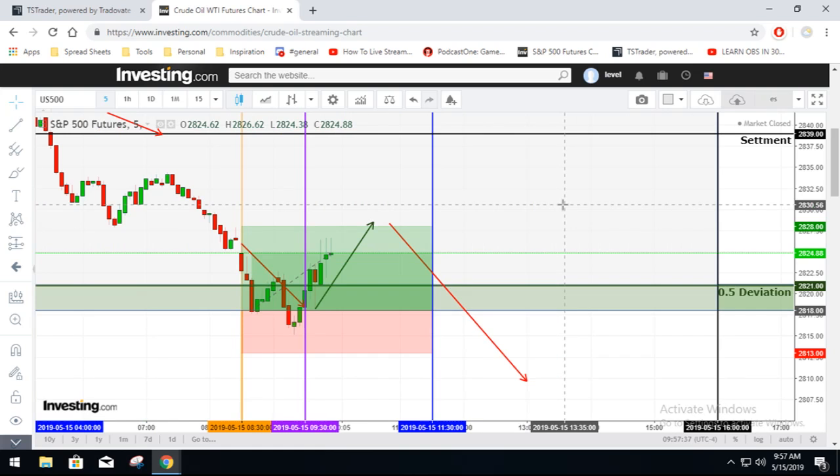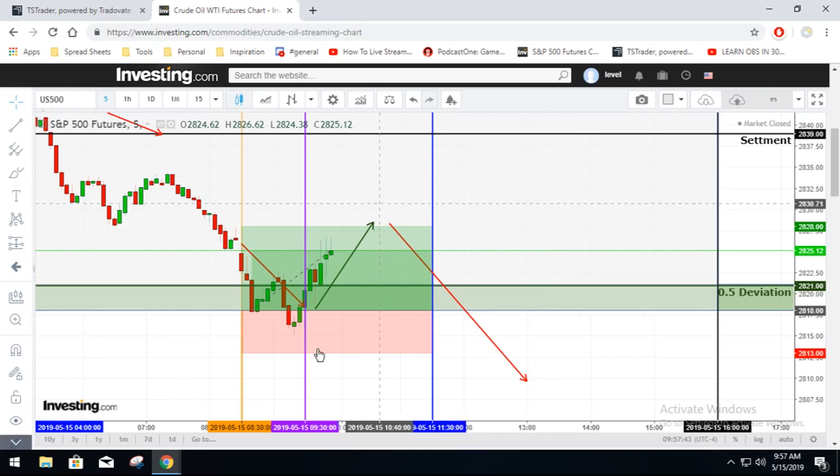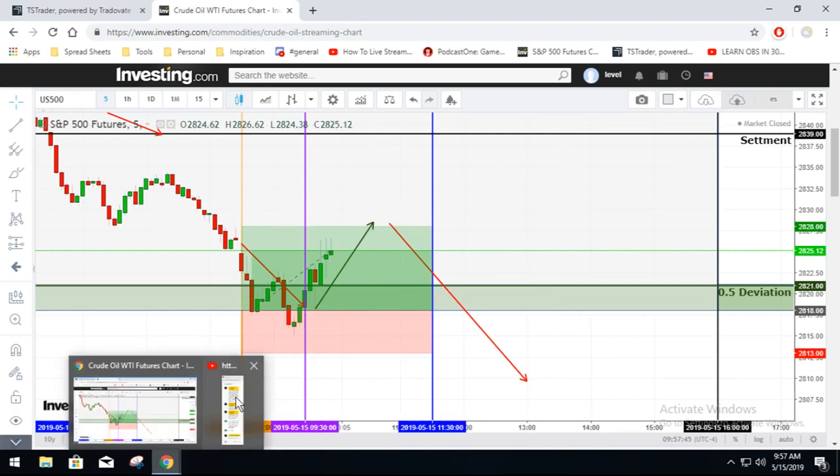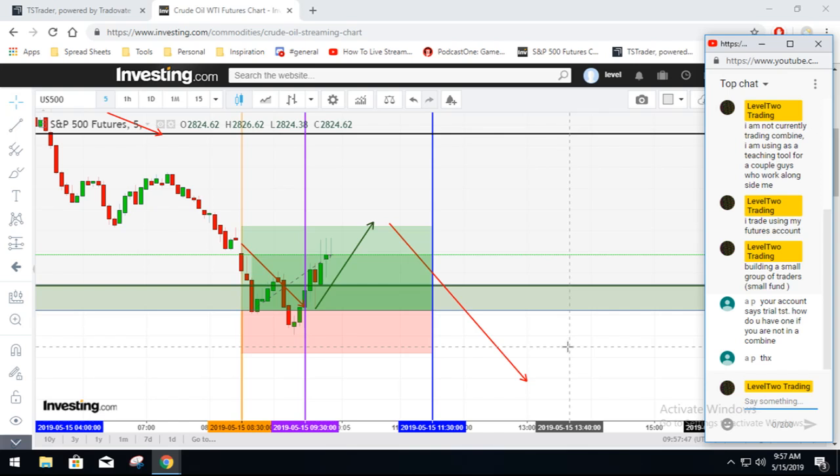Hopefully you would have gotten in and out of the trade. If you're trading multiple contracts, make sure you don't over leverage your account. It's something that we look at very specifically. Do not over leverage, manage your risk, and make sure that you can handle losses.